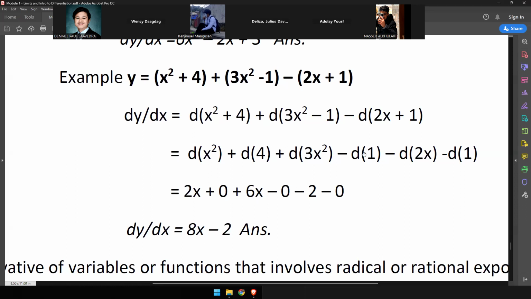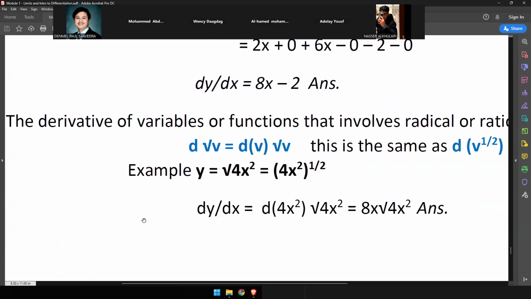Then afterwards, we derive the constant again. This is 0. And then we derive 2x. So it's 2 only, or negative 2, because we have the negative sign in here. And then derivative of another constant is 0. So the final answer is 2x plus 6x is 8x minus 2. So are we clear? Yes, sir. Okay, very good.